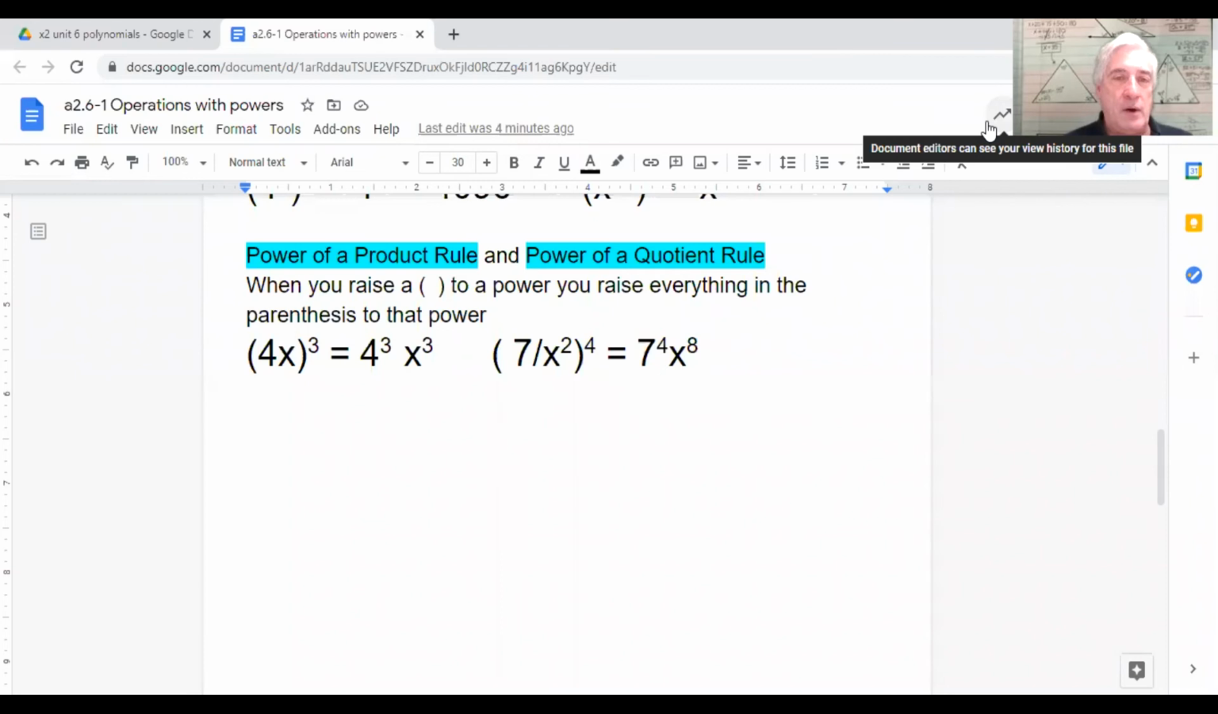Next, I have the power of a product rule and the power of a quotient rule. Basically, they're the same rule. And all you have to know to do that rule is you have to know about parentheses. When I cube the parentheses, I cube everything in it. When I raise the second parentheses here to the 4th power, I have 2 terms in there. I have a 7 and an x squared. The division is inside the parentheses. So when I raise it to the 4th power, I take the 4th power of everything in the parentheses. It's still a division problem.